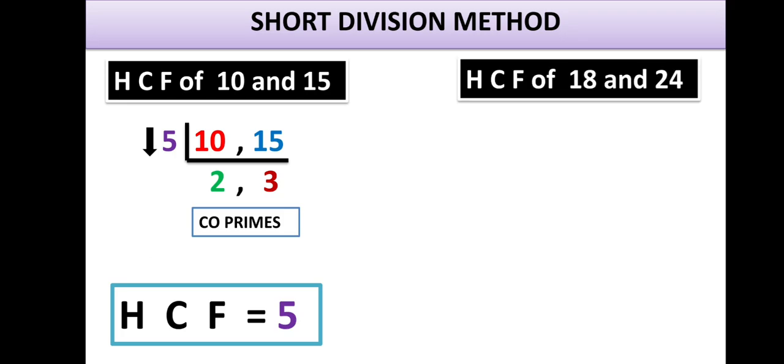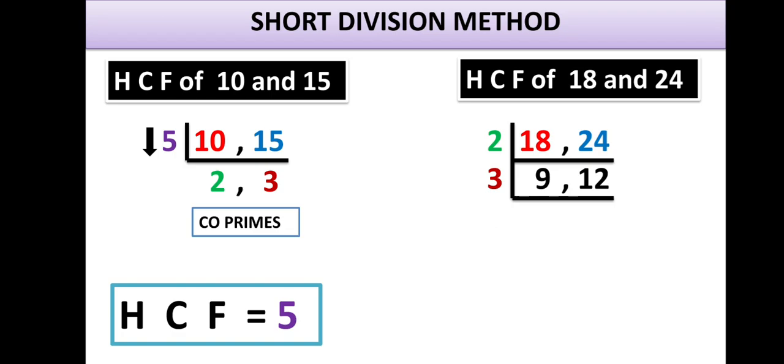Similarly, let's find the HCF of 18 and 24. 18 and 24 are both divisible by 2 as they are even numbers. 2 9s are 18, 2 12s are 24, and we have 9 and 12. 9 and 12 come in the 3 table. 3 3s are 9, 3 4s are 12. Now 3 and 4 are co-primes because they don't have any common factor. They don't come in any table other than 1.